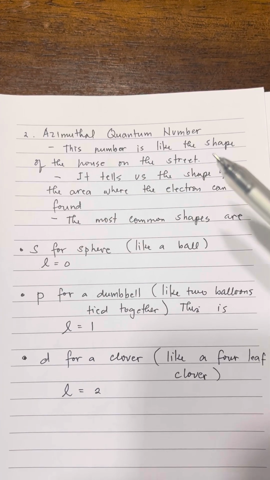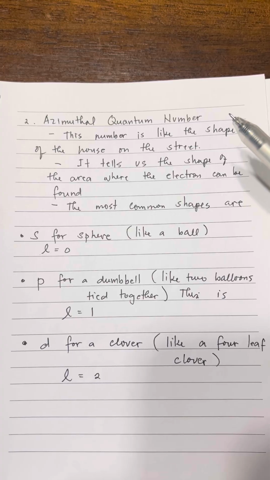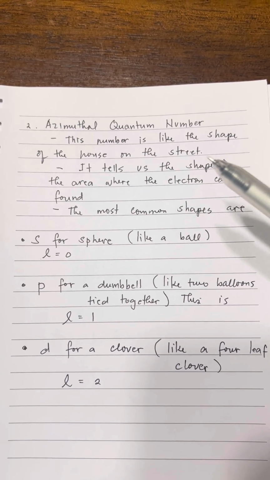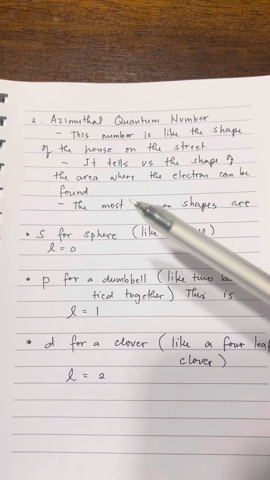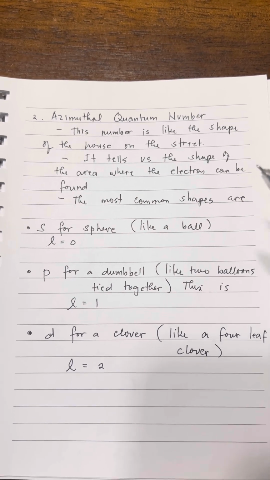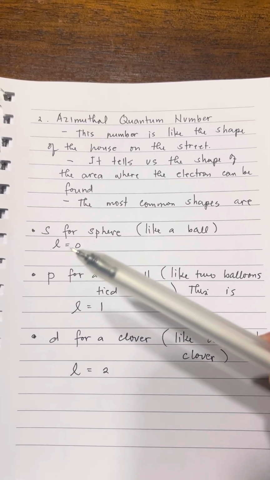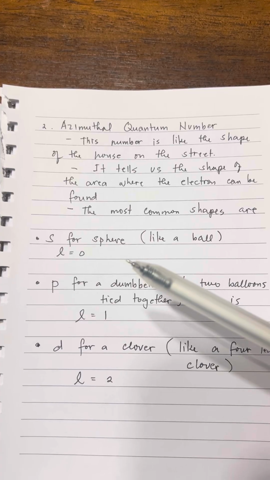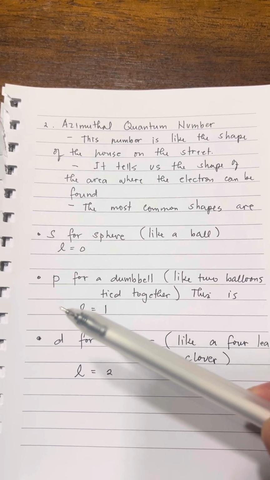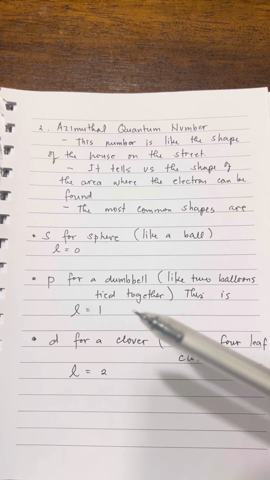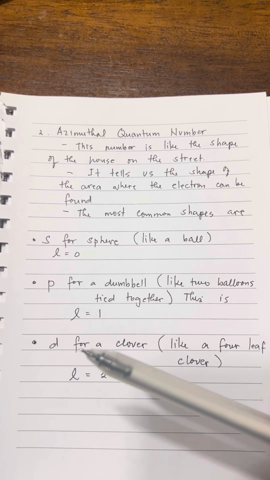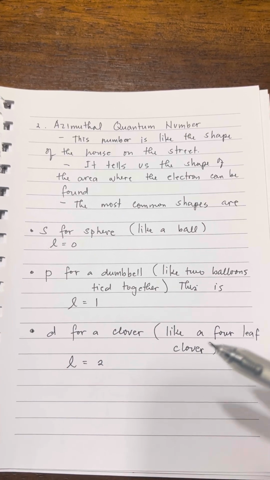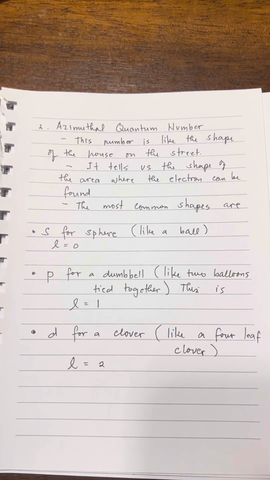Next we have the azimuthal quantum number, the second quantum number. This number is like the shape of the house on the street. It tells us the shape of the area where the electron can be found. The most common shapes are S for a sphere, like a ball, where L equals 0. The second one is P for a dumbbell, like 2 balloons tied together. This is L equals 1. And D is for a clover, like a 4-leaf clover, L equals 2.